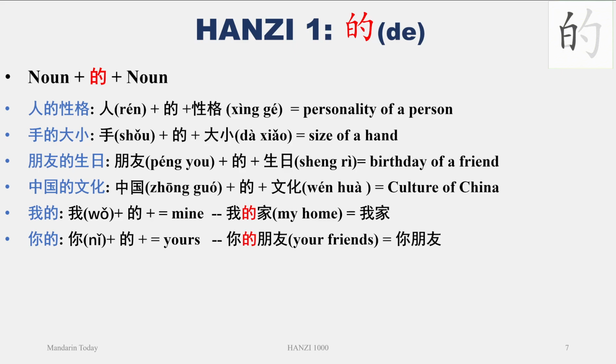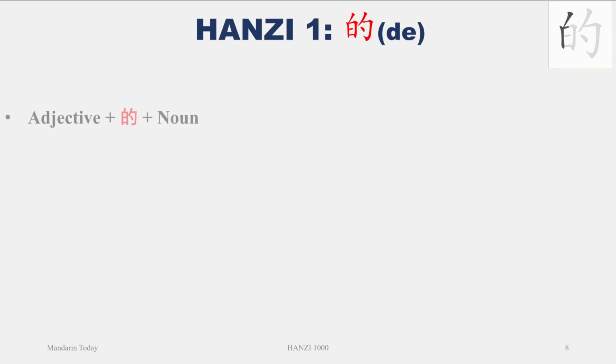But if we keep the 的, that's mostly because it's in formal writing, or if we do want to emphasize something. For example, 我的家 compared to 我家. You want to emphasize this is my home, right? So I think English has the same kind of function. So let's move on to the next part.